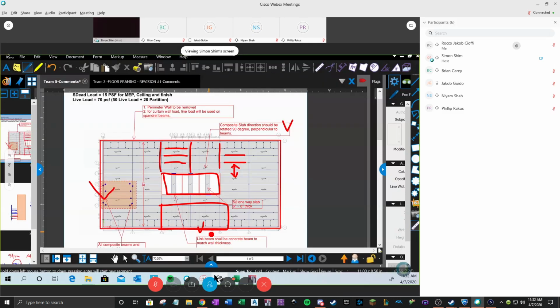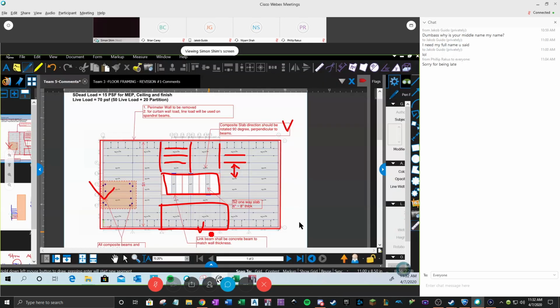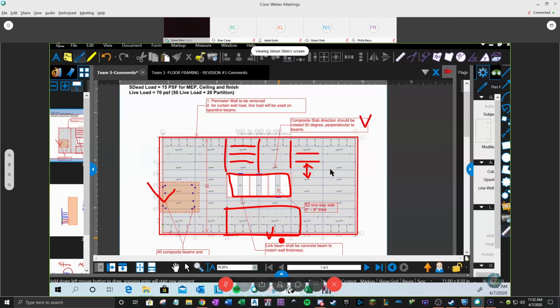So this is just a non-structural perimeter curtain wall. We should not include that as part of our system.